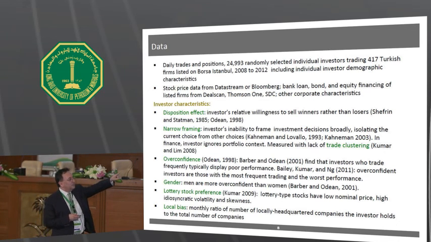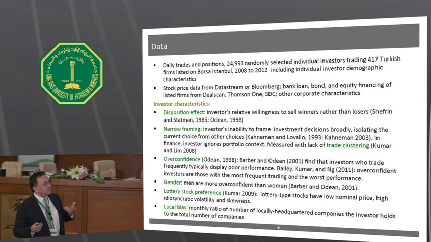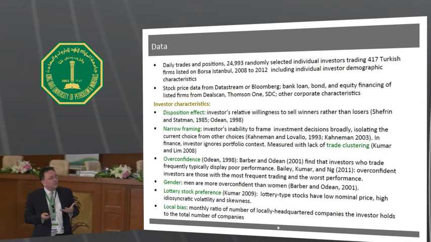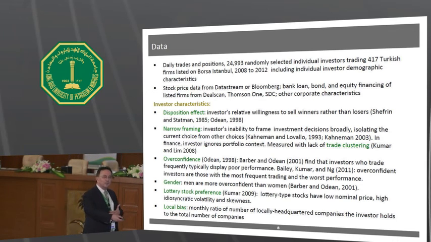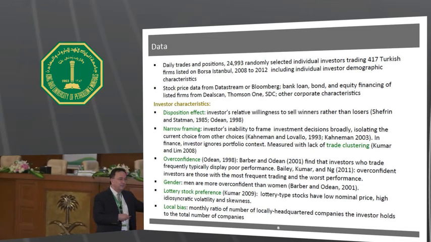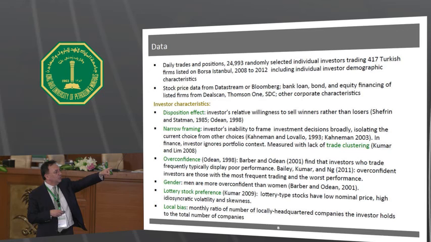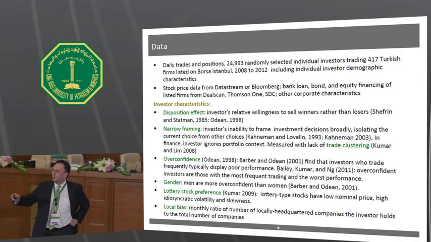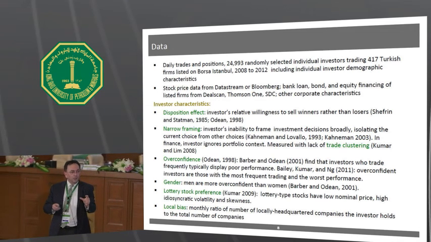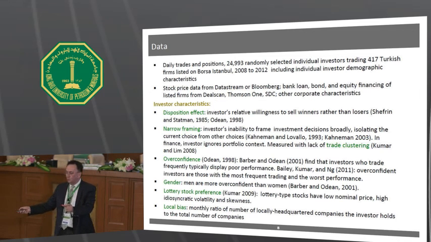One thing I have to mention is that the disposition effect is basically the investor's relative willingness to sell winner stocks rather than loser stocks, as you know. So if you are making money, you react immediately by selling the winner rather than the loser stock. For narrow framing, as I told you, you basically ignore the portfolio effect when you are looking at one particular stock in your portfolio.